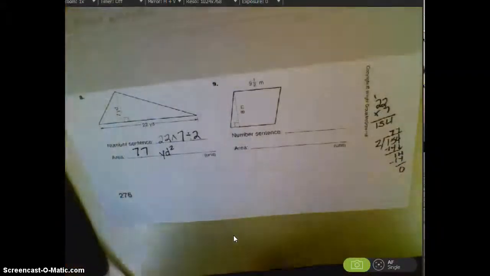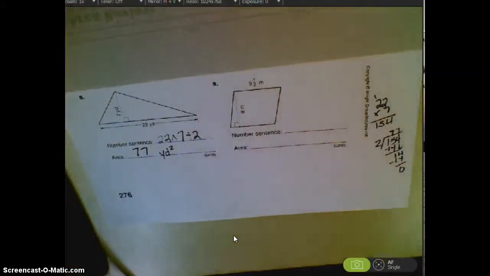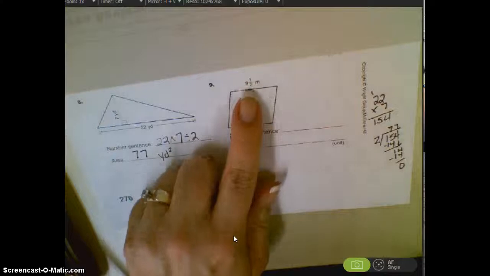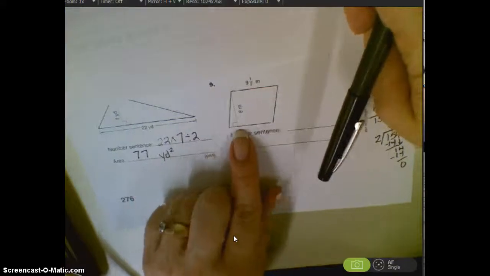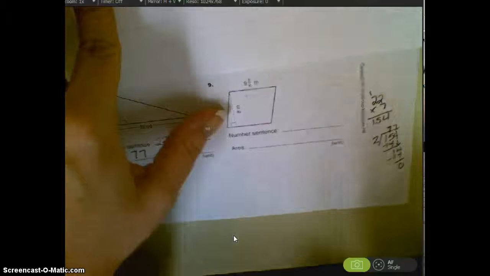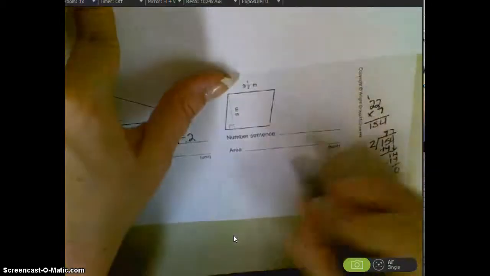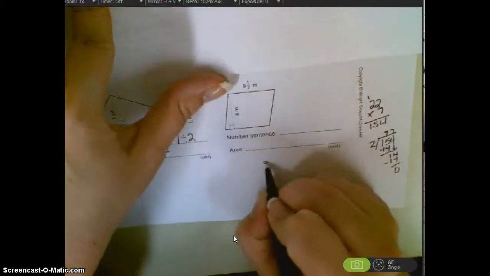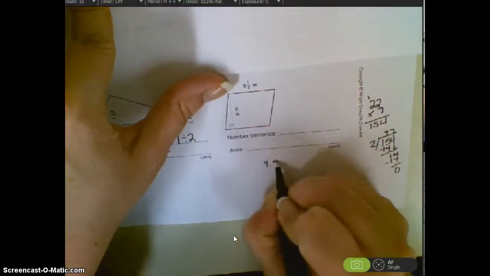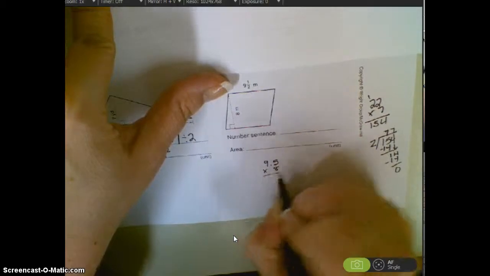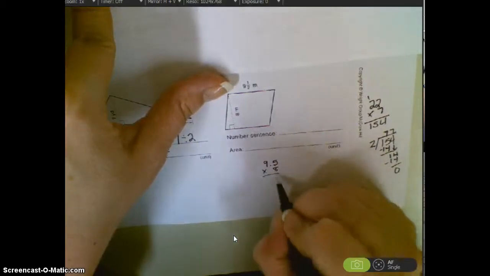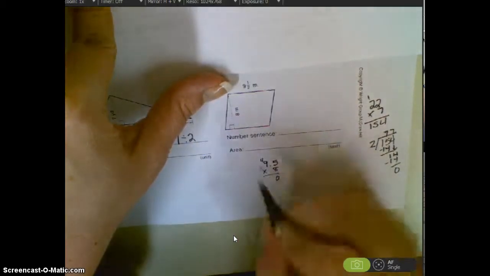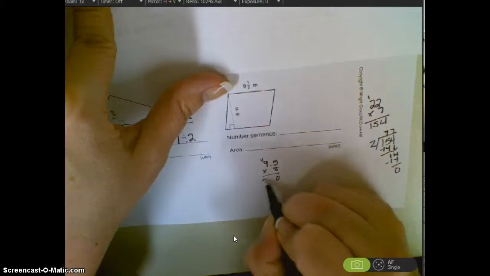Alright, back to this one. Now we've got a base of 9.5. It might not look like 9.5 because it's up here, but it's actually the same because it's a parallelogram, so the bottom is going to be exactly the same. And times 8. I'm going to switch this to a decimal because it's just easier in my brain to multiply it that way. So I'm going to change it to 9.5, and I'm going to multiply it by 8. And this is 40, 72, 73, 45, 76.